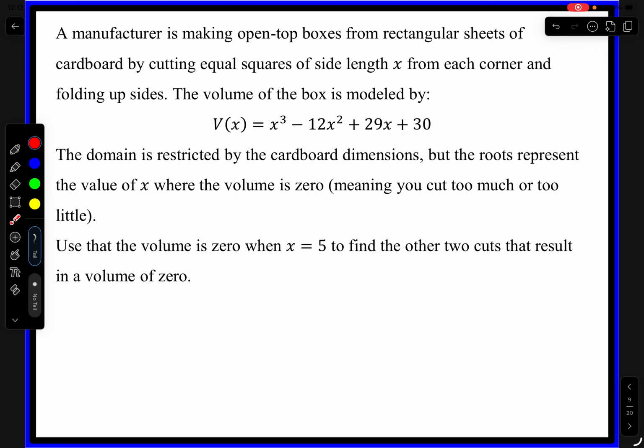So we're going to figure this out by breaking this apart and creating a quadratic equation using division. Since x minus 5 is a solution, we're going to divide V of x by x minus 5. And the technique we're going to use is synthetic division, so no long division here. So we're going to set this up.